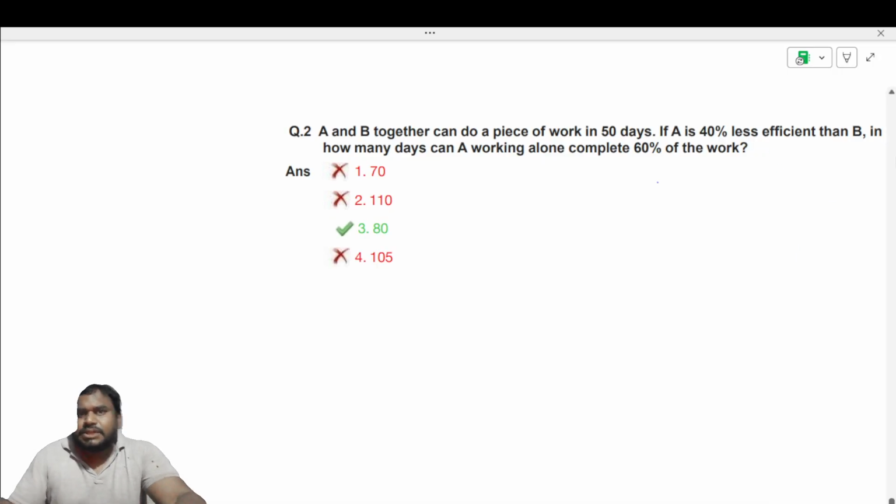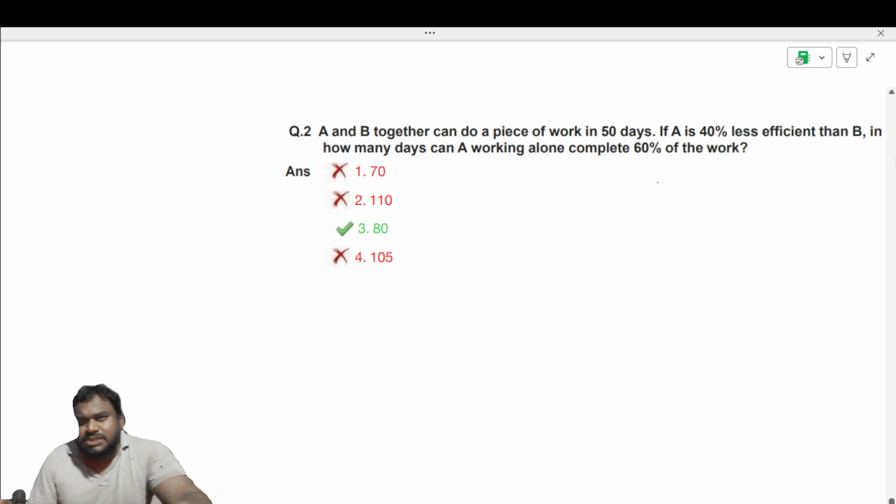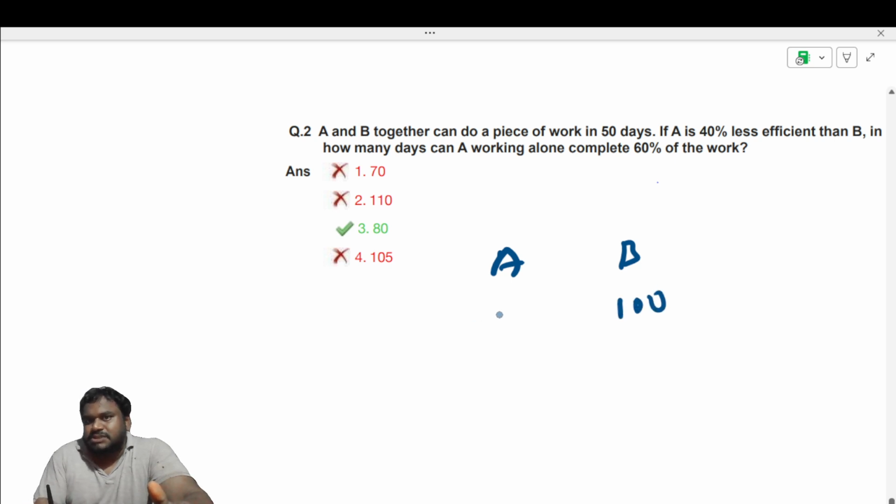So A and B together can do a piece of work in 50 days. If A is 40% less efficient than B, in how many days can A working alone complete 60% of the work? See, A and B. So A is 40% less than B. It means if I assume B's efficiency 100%, then it would be 60. So then the ratio would be, 10 cancelled, 3 is to 5 is the ratio of efficiencies.